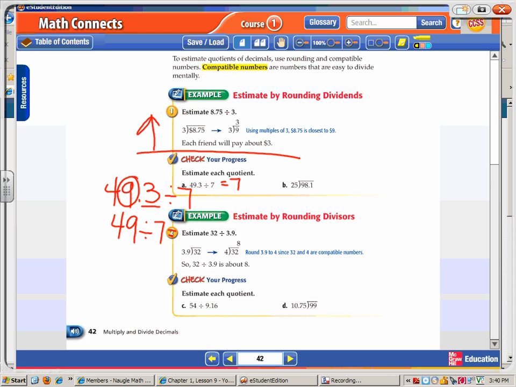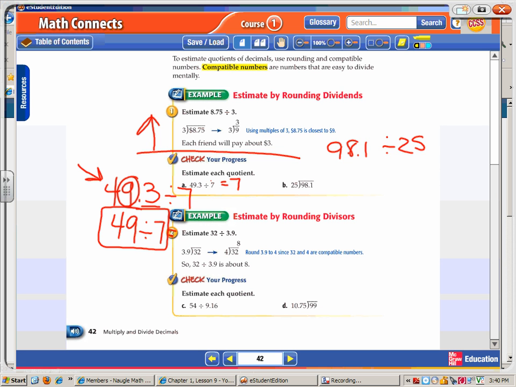All right, so as much as we are rounding, this is where it gets kind of tricky, and we'll discuss this tomorrow. We're also looking for compatibility. So making sure that we can easily mentally divide that number up. Going over to the next one. So we have 98 and 1/10. Sorry, I put the decimal in the wrong spot. And we're dividing that by 25.